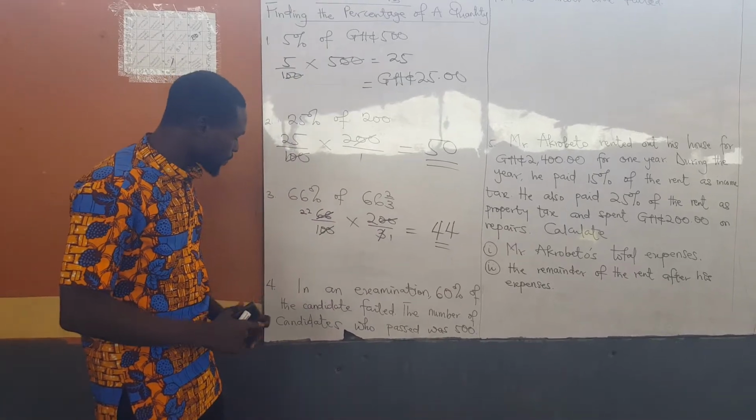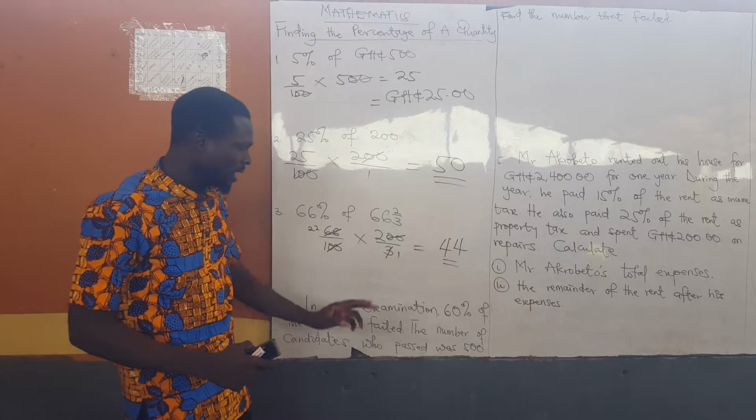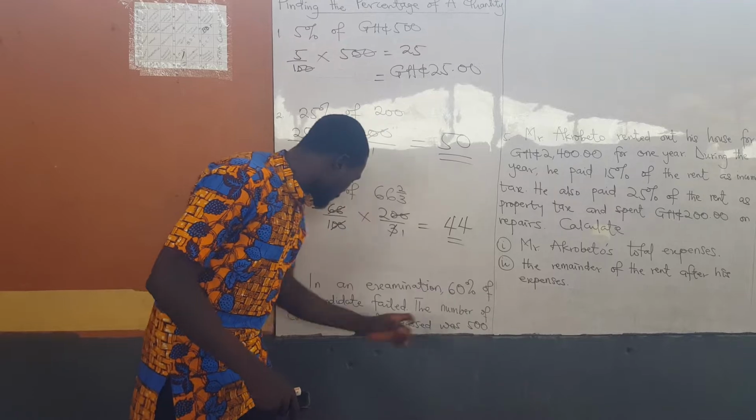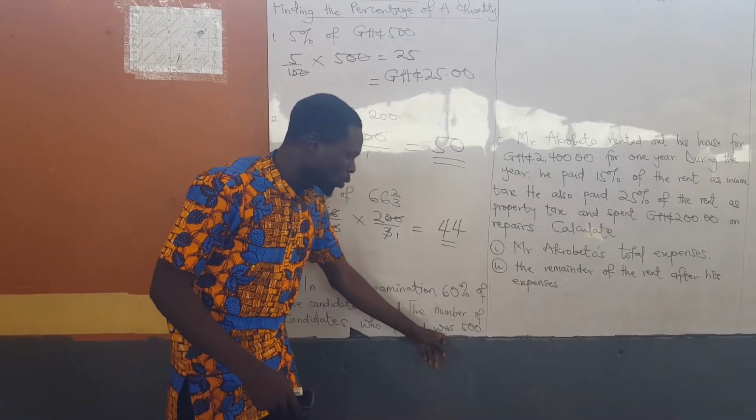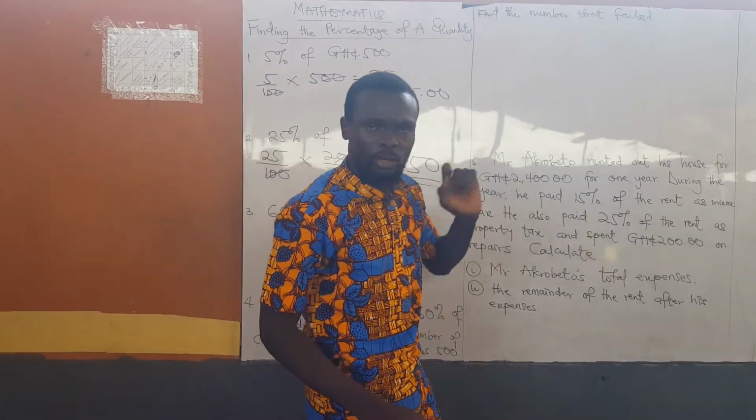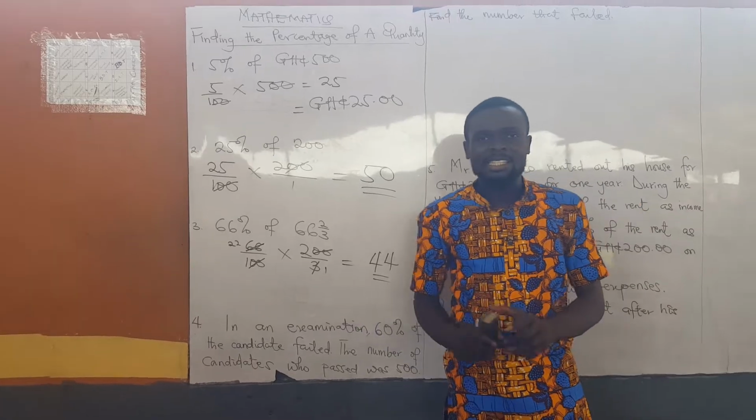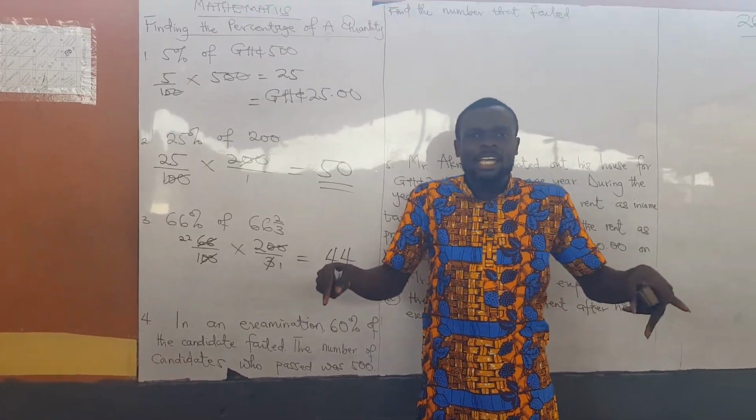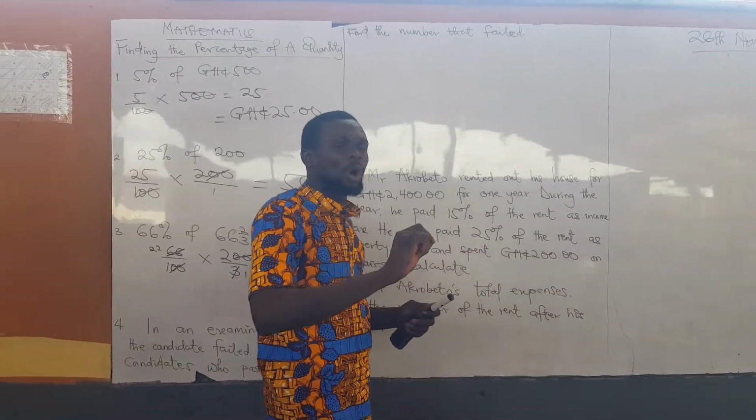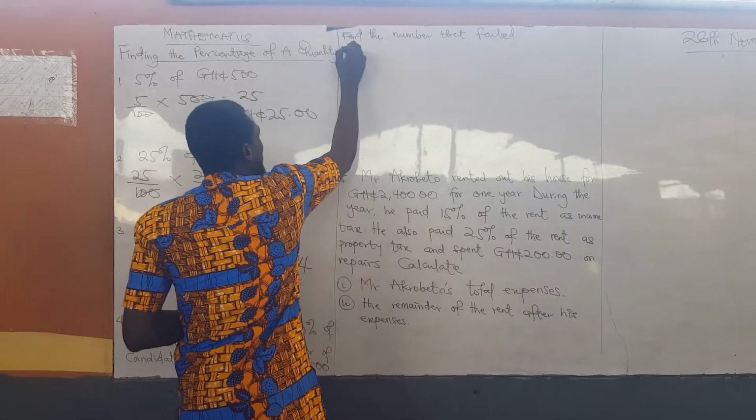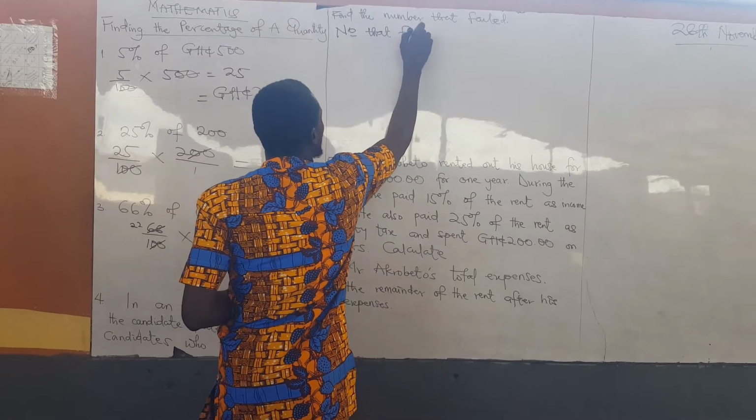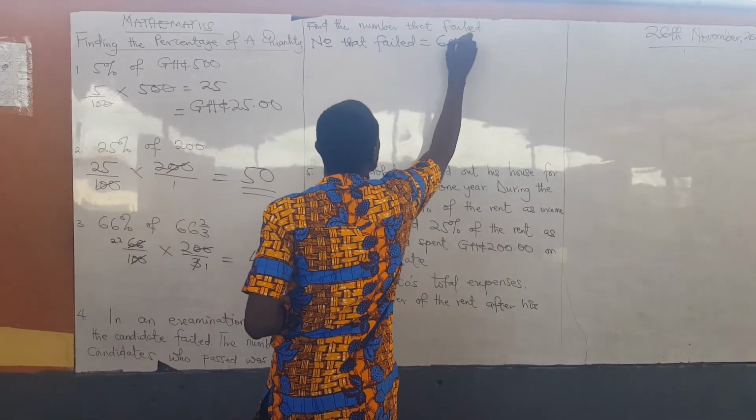It says that in an examination, 60% of the candidates failed. The number of candidates who passed was 500. Find the number that failed. So when you look at the question, it says that in an examination, 60% failed. So in terms of percentage, the number that failed in terms of percentage is 60%.